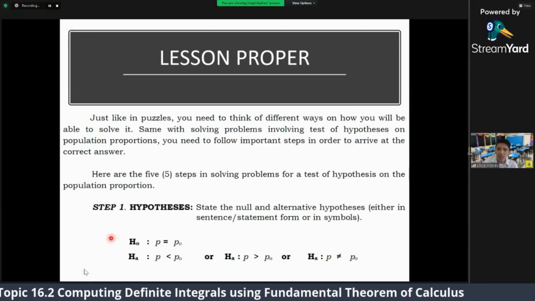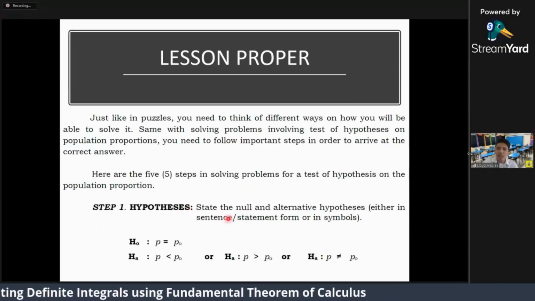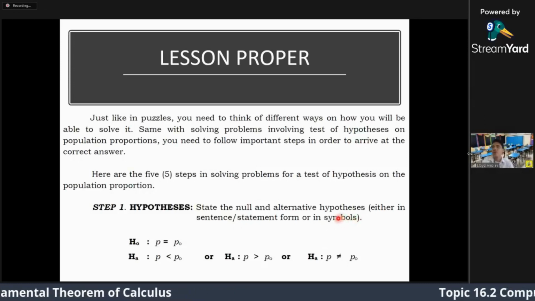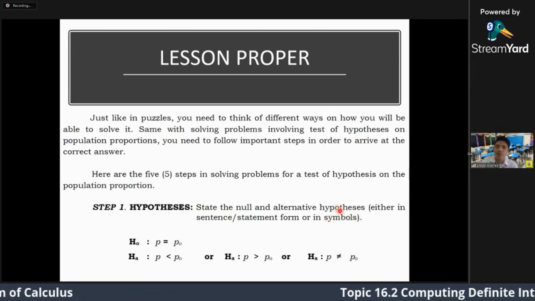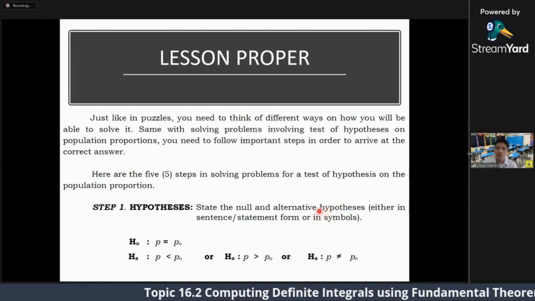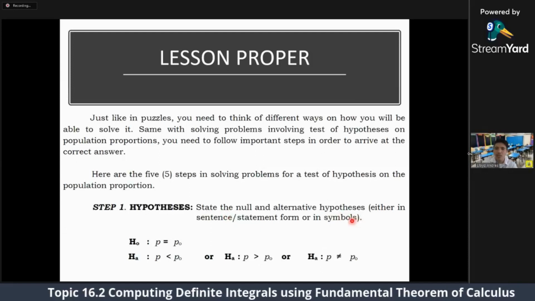First is to state the null and alternative hypothesis. Again, this is similar to the previous hypothesis testing involving population mean. This time it is population proportion. So step 1, state the null and alternative hypothesis.